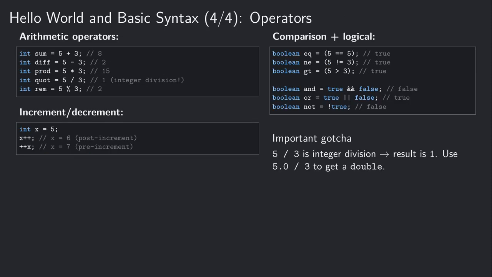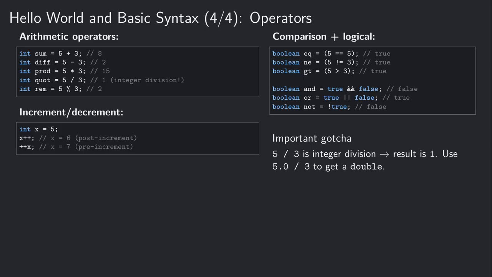Operators are simple, but Java's behavior has a few gotchas that matter in real systems. Arithmetic operators behave as expected: addition, subtraction, multiplication, but look closely at division. int quotient = 5 / 3 yields 1 because both operands are integers, so Java performs integer division. The remainder operator, percent, gives 2. That integer division rule is responsible for a lot of "why is my average 0" bugs.